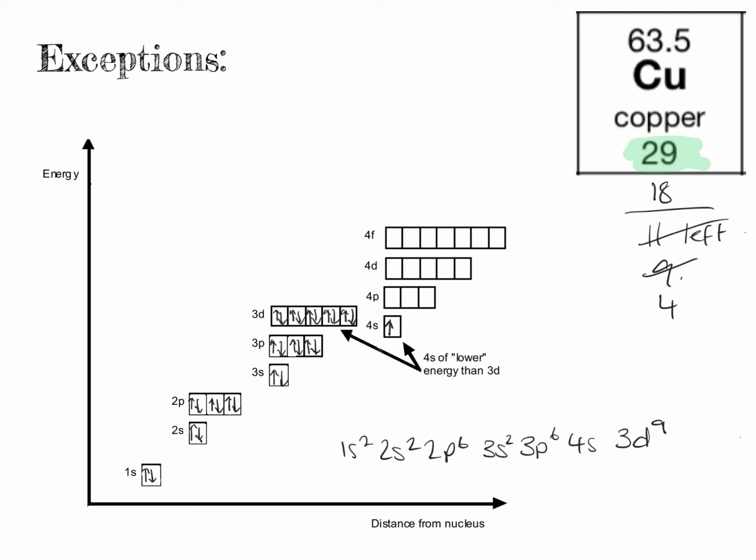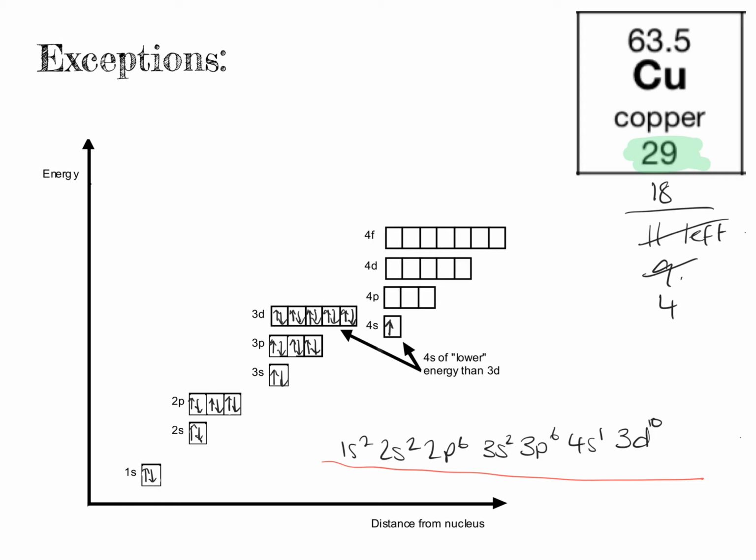4s1. And instead of 3d9, it's now 3d10, because that whole sublevel is now full. So this is the correct electron arrangement for copper, and it doesn't work quite the way I told you it would in the previous slides, and that's because of this idea that half-full sublevels and fully complete sublevels are a little bit more stable. So that's what happens with copper.